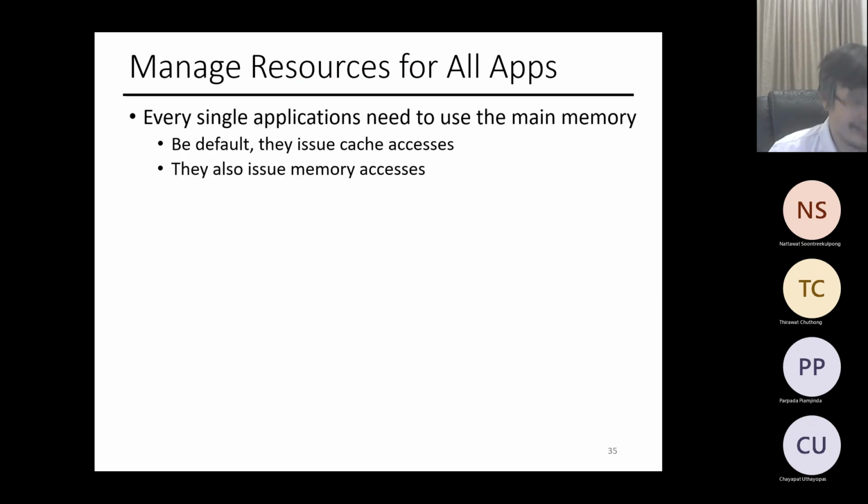Let's say you have multiple apps running, right? Every single application, by default, uses the main memory, and by default, they issue cache accesses. So they need to access the cache. They need to use the memory. So when you have more and more applications, there'll be more people wanting to access the cache, and more people wanting to access the main memory, right?